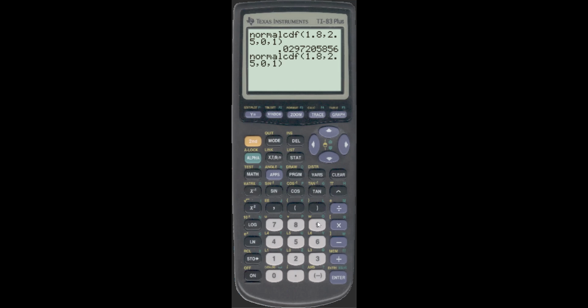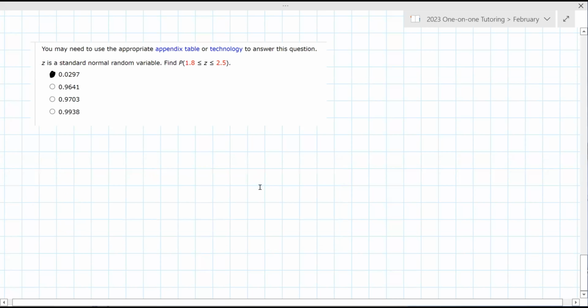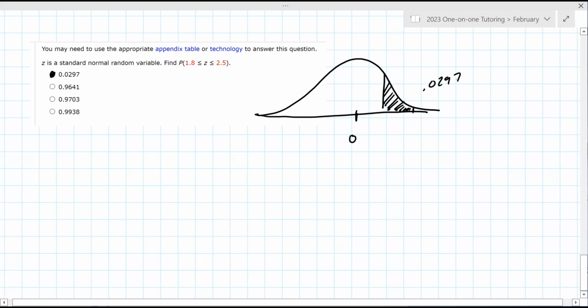Actually, let me go back to this because I need to show you what this actually is, because it's sort of magic at this point. Why does this even work? So here's what's going on. There's this normal curve. You probably saw this in class. Okay, so 0 is right here in the middle. 1.8 we'll say is there, 2.5 is there. We just found the area right there. That's 0.02997 from 1.8 to 2.5.